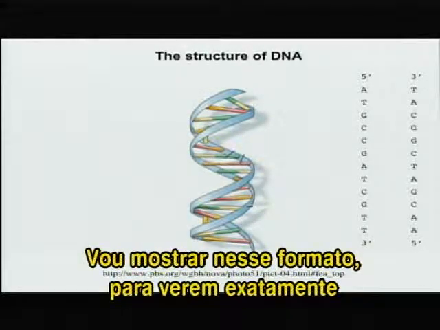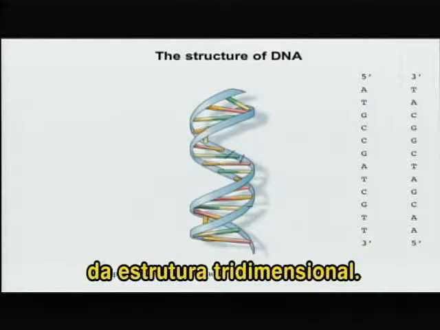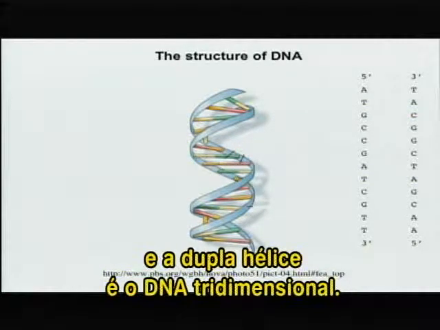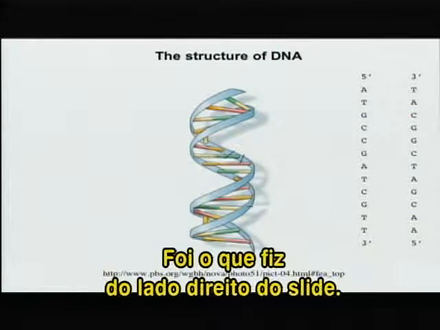And I'm showing it to you in this format so that you can see how exactly we write out a representation of a 3-dimensional structure. So here's a sequence of DNA from a person. The double helix that you see is the 3-dimensional structure of DNA. But I can write out one strand and then write out the other strand next to each other using a series of letters. And that's what I've done on the right-hand side of the slide.